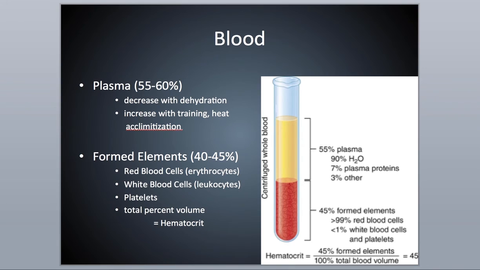Now with training, as well as heat acclimatization, basically your body adapting to a hot environment, this actually increases more so than before you were trained or acclimated to that environment. Now, the formed elements make up basically the other half of it, 40 to 45%.